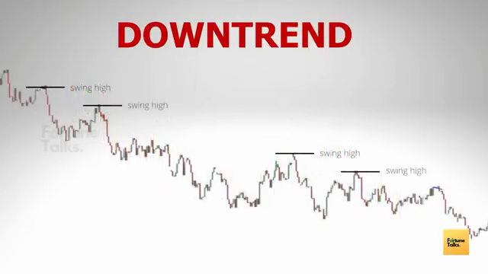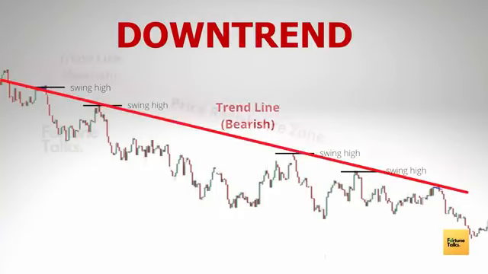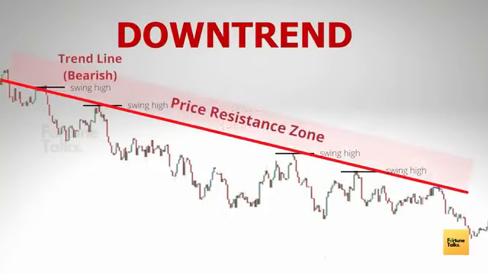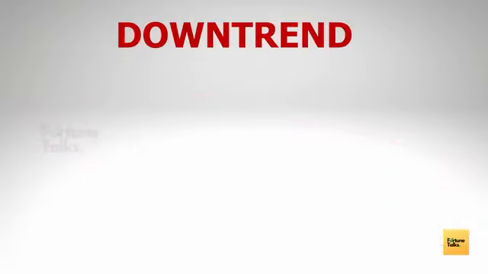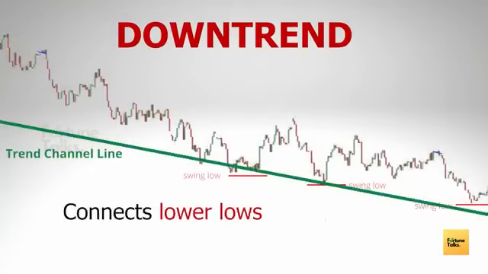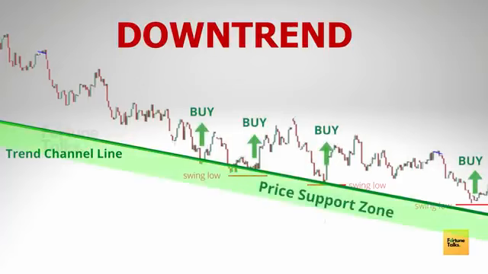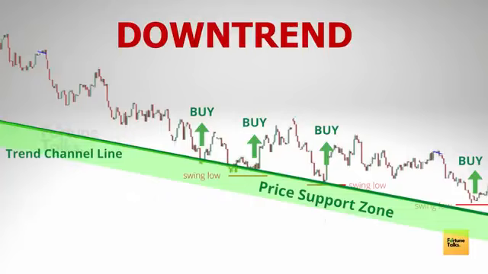Now after plotting all those lower high points, we can draw a trend line connecting all the swing highs or the lower highs that we have plotted. The trend line so formed acts as an area of resistance from which we can trade the impulse move to the downside, or simply we can place a sell order when the price reaches the trend line. As in the previous case, if we plot the lower lows and then draw a line connecting all these lower lows, we will get a trend channel line which will act as a support for the future prices. And it is from this trend channel line that we can place buy orders to trade the corrective move.